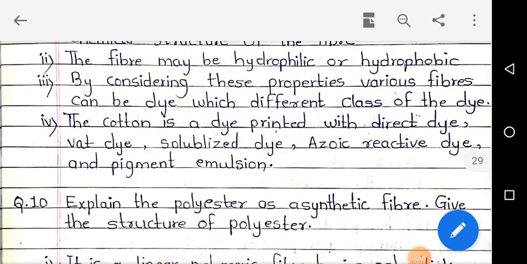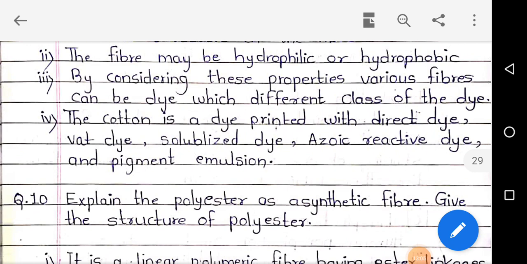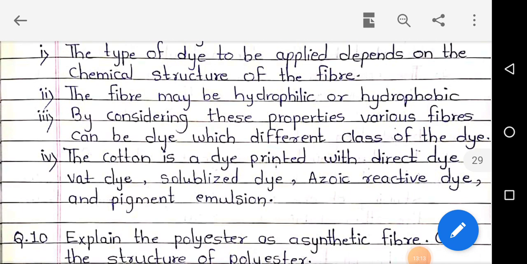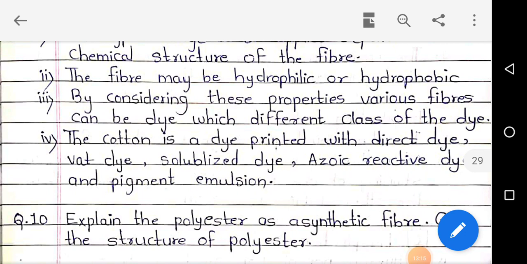So friends, in the next lecture we will study polyester as a synthetic fiber and the structure of polyesters. Polyester is also a type of fabric used in day-to-day life. We will discuss it in the next lecture.